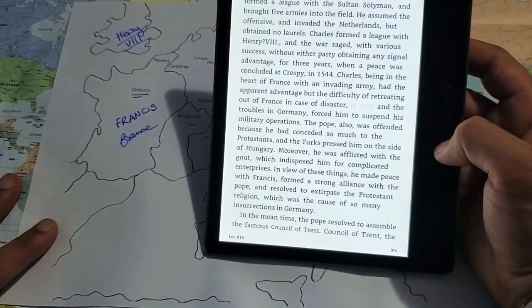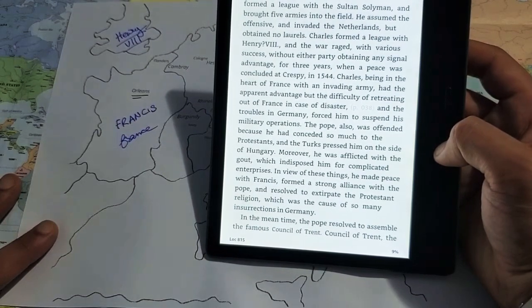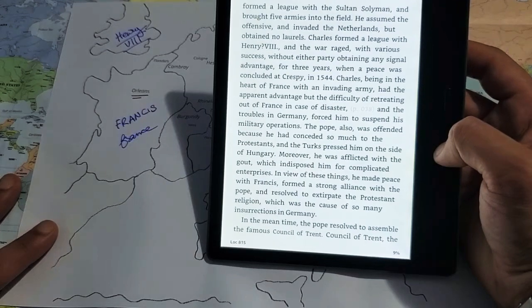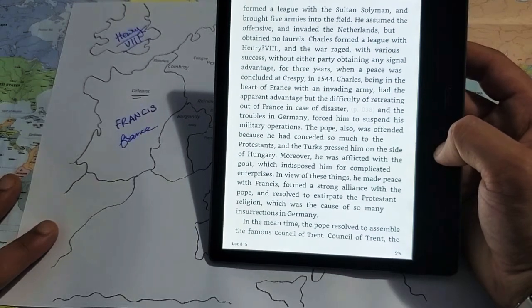Moreover, he was afflicted with the gout. That causes your knees to lock up because you're not drinking enough water. Also, sitting all day can do that. So make sure you stretch. But cab drivers tend to get it, or anyone who's driving all the time, which indisposed him for complicated enterprises.